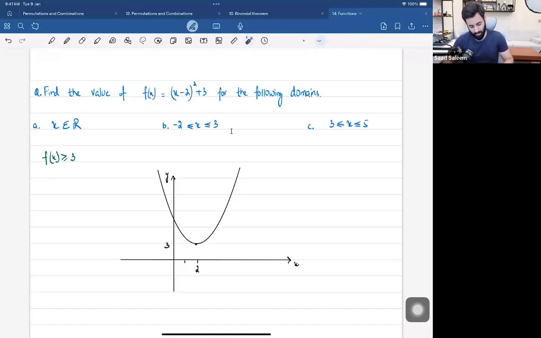Okay, I hope nobody disagrees with that. If you do, feel free to speak up. This is the least value. All the other y values, as you can see, are greater than 3. Okay, so therefore the range is greater than or equal to 3.